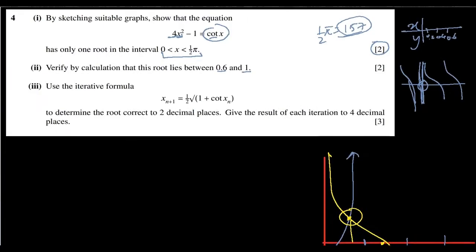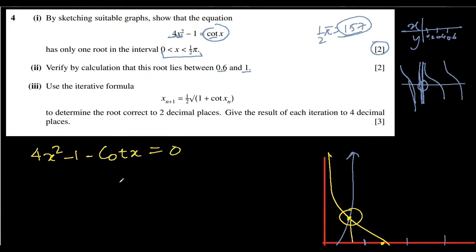Let's go to the second part of this. Verify by calculation that this root lies between 0.6 and 1. For that, what do we do? We have done this earlier also in some videos. We put everything on the left side. So 4x square minus 1 was equal to cot x. We'll bring the cot x to the left side as well.